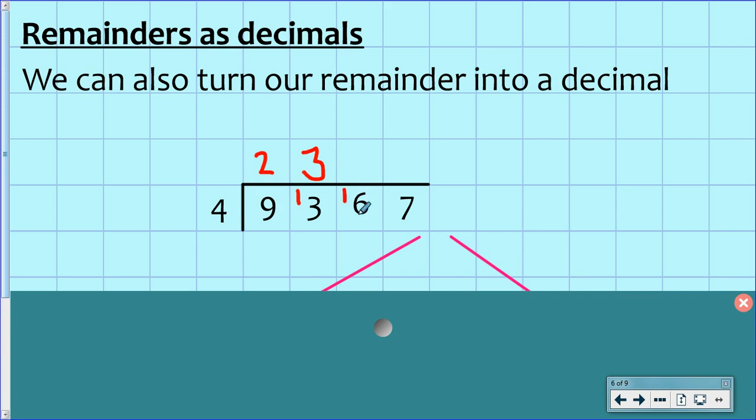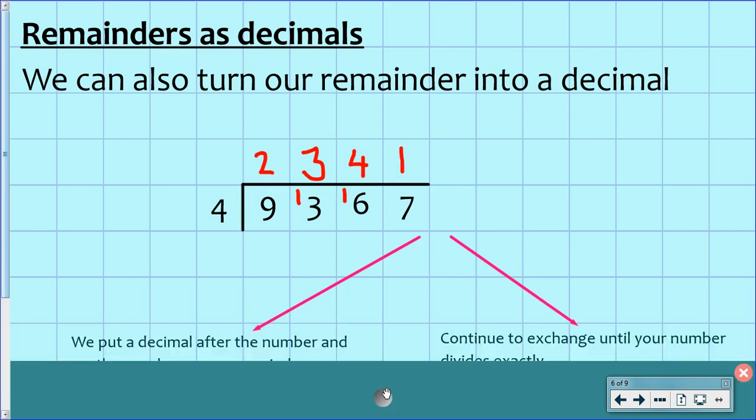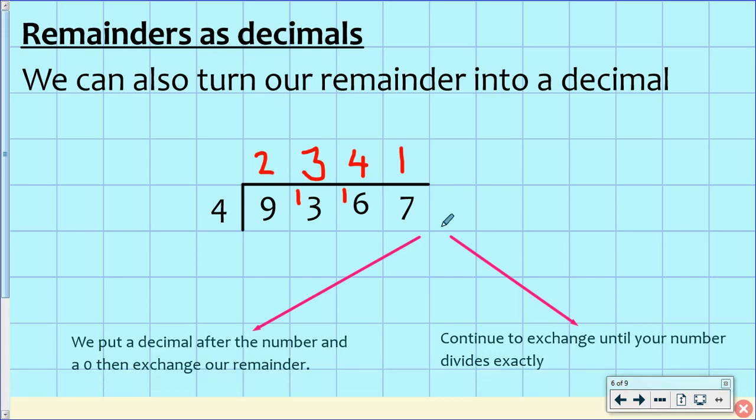16 divided by 4 is perfectly 4 groups. 7 divided by 4, I can get 1 group of 4 with 3 left over. Now, to make it into a decimal, I'm going to put in a decimal point, and I'm going to do that on my number under my bus stop and my number above my bus stop. Okay, and we're going to continue exchanging, but first we need to put a 0.